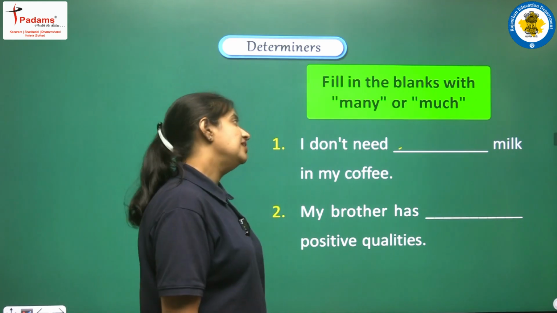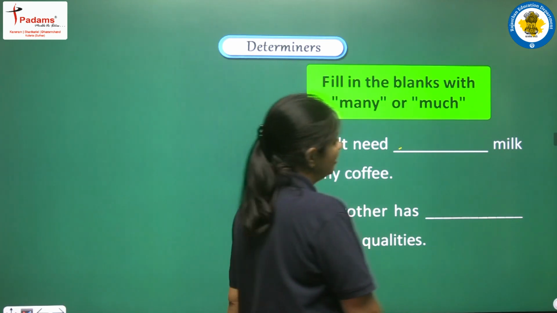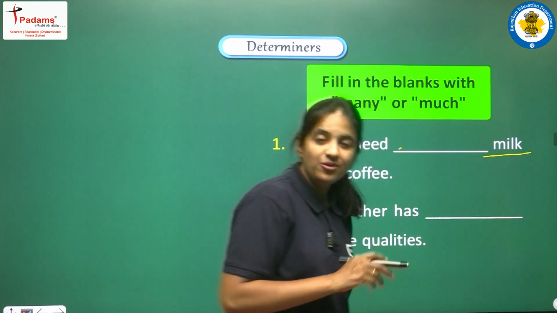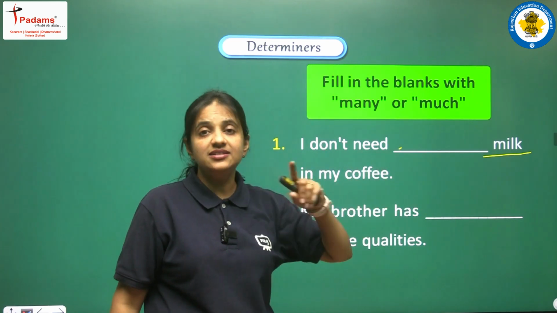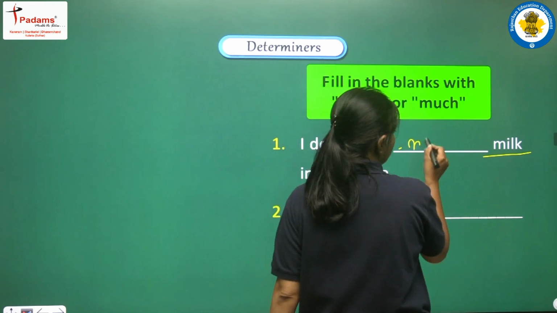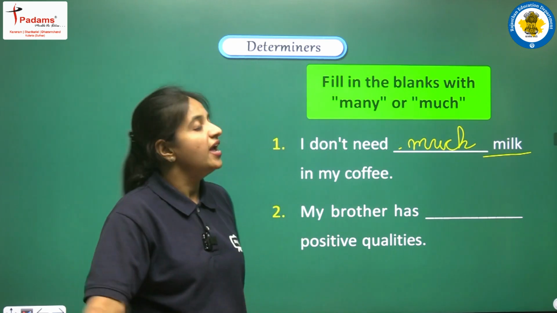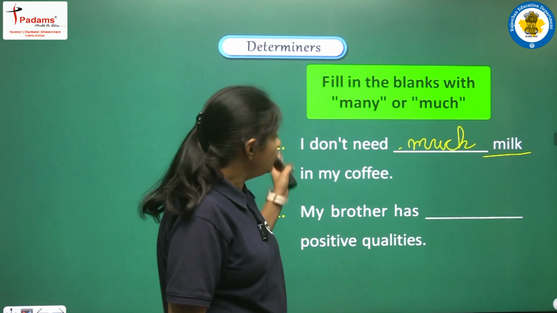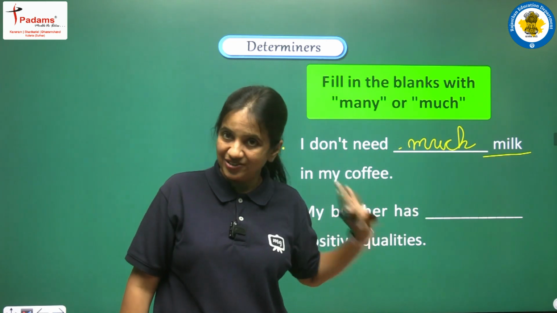So here we are having, I don't need milk in my coffee. So here we are having milk as a noun, and we have discussed this noun already, and we all know that milk is an uncountable noun, and for uncountable nouns we have to use much. So in this blank we have to write much, and the complete sentence will be, I don't need much milk in my coffee. Okay.